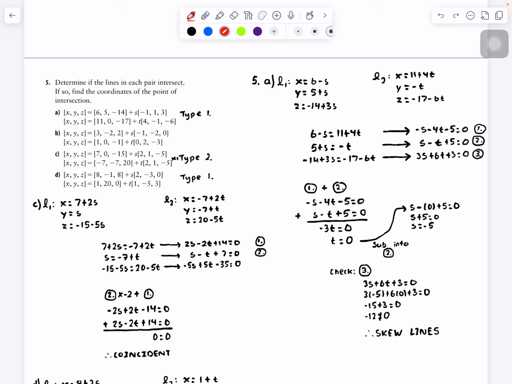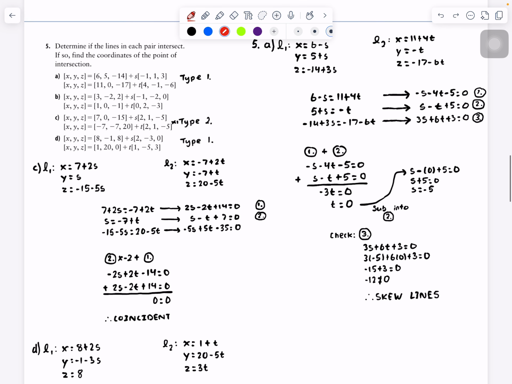Now I'm just following the elimination process. I could either sub this into equation 1 or 2. I specifically chose to sub it into equation 2 here. And then I've solved for s, which was negative 5. Okay, so I got s is equal to negative 5 and t is equal to 0. The final part is the equation that I did not check, the equation that I did not use for the elimination process, which I here labeled 3. So I did not use this equation at all during the elimination process. I'm going to check my s and t values into that equation.